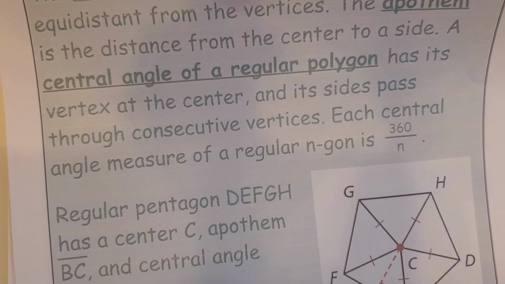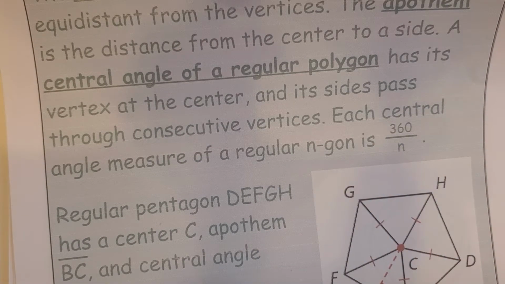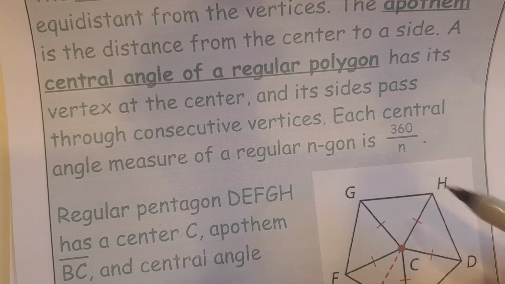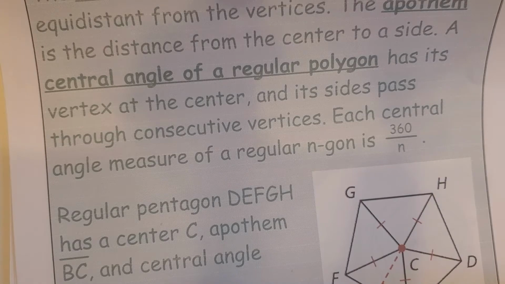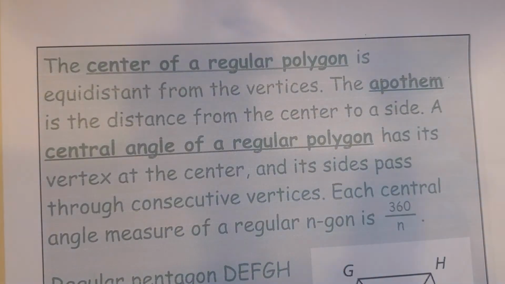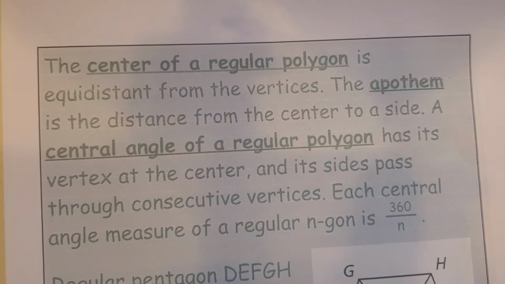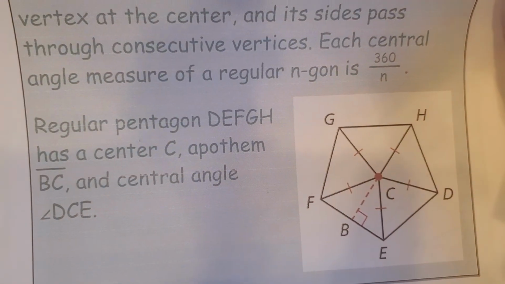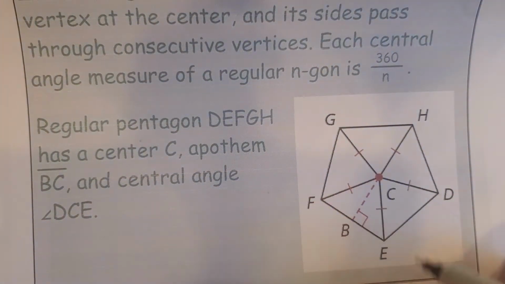But here's your formula to find the measure of the central angle. The measure of angle GCH would be 360 over n, where n still represents how many sides you have in the polygon. All right, and I know I skipped over this apothem thing, which is brand new. The apothem is the distance from the center to any side of the polygon. So again, if we use this pentagon for reference, CB would be an example of an apothem.